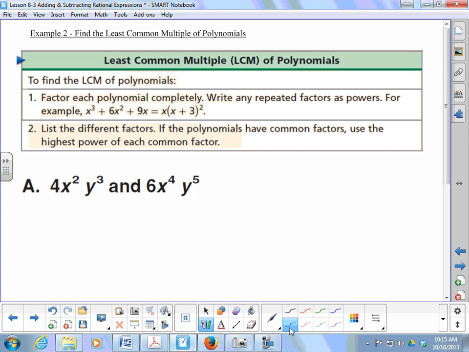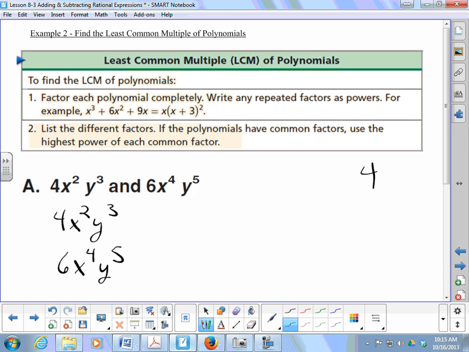Second, it says list the different factors. If the polynomials have common factors, use the highest power of each common factor. So we're going to start out looking at this with just monomials first. We have 4x squared y cubed and 6x to the fourth y to the fifth. What I want to do is factor it. I'm going to take 4 and write it as prime factors. You remember doing those factor trees? So what do I do with 4 if I want to do a factor tree? What do we divide it by, first of all?